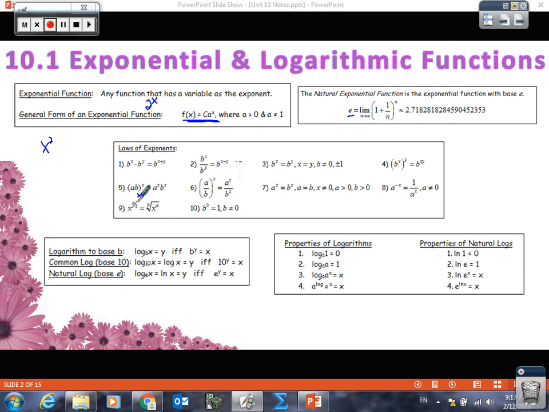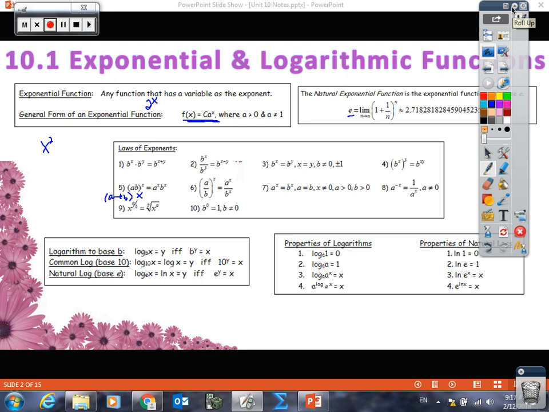Not, let's say, a plus b raised to the x. That is a no-no. We do not distribute the x there. Some of us take liberty with this rule and try to apply it to everything. It only works if it's a pure product or a pure quotient. That's it. No addition or subtraction in there.